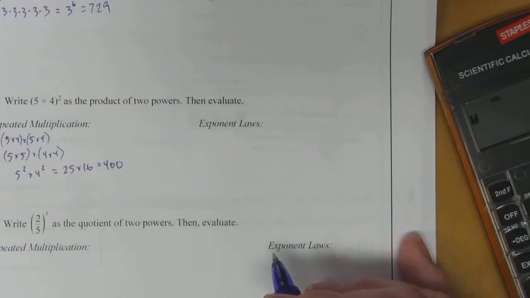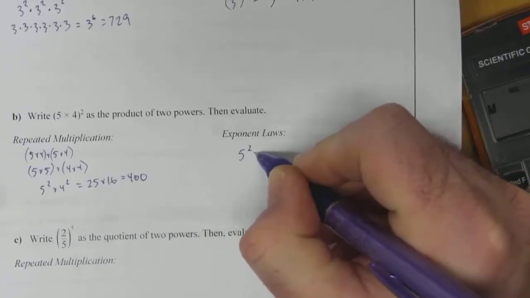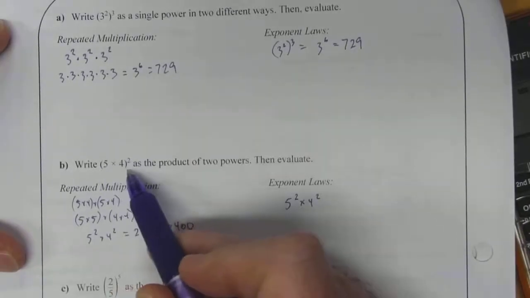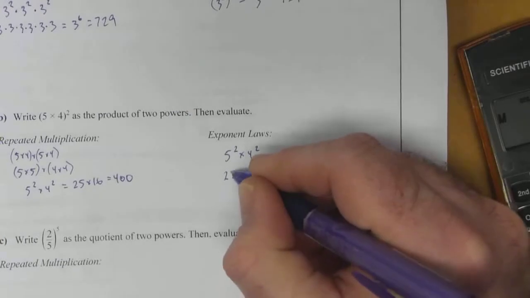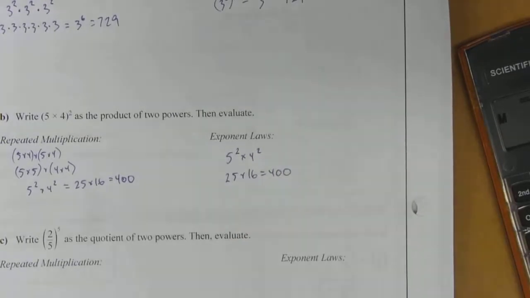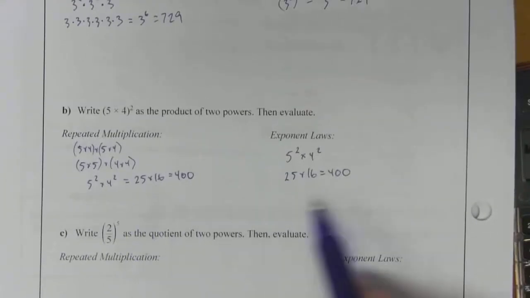Or we can use the exponent laws, and we recognize that it becomes 5 squared times 4 squared by applying the exponent to both items inside the brackets, which again is 25 times 16, which is still 400. So that's using the exponent laws. Again, less writing using the law.